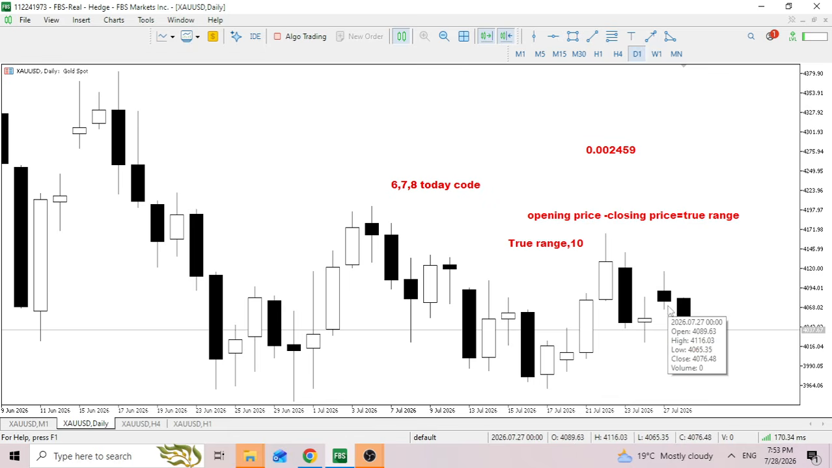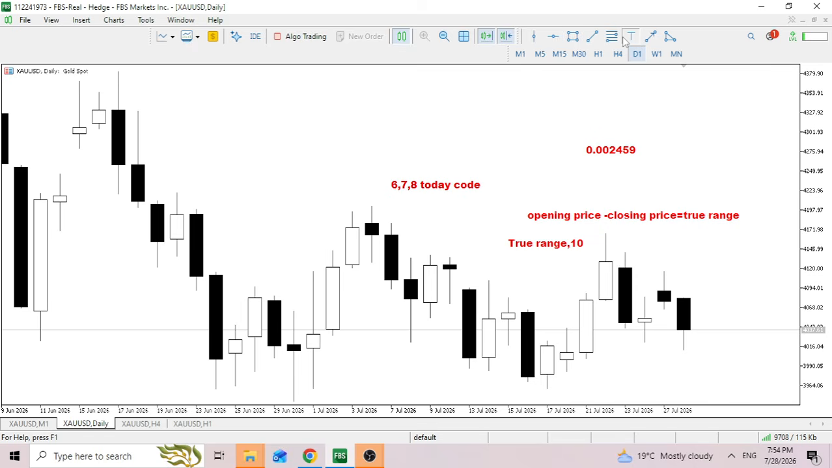The opening price is 41.16.03 minus the closing price 40.48. I'm getting 39. True range is equal to 39.555.